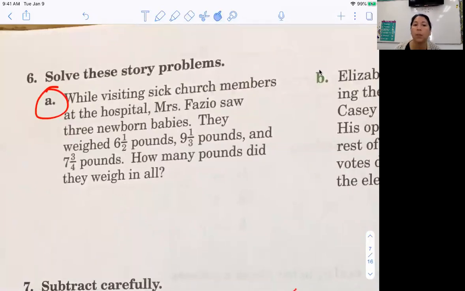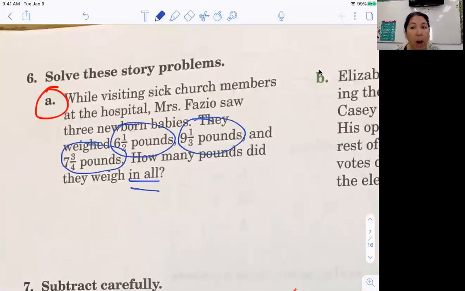Okay, so it says, while visiting sick church members at the hospital, Mrs. Fazio saw 3 newborn babies. They weighed 6.5 pounds, 9 1/3 pounds, and 7 3/4 pounds. How many pounds did they weigh in all? I want you to think what we do with in all and go ahead and do that now.